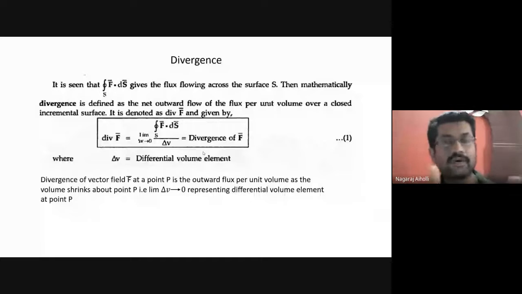Air will start to flow outward in all the directions from that point, correct? Until what point does the air flow out in all directions? Till the volume becomes zero. That is why we say delta V tends to 0, that is, the volume shrinks to 0.